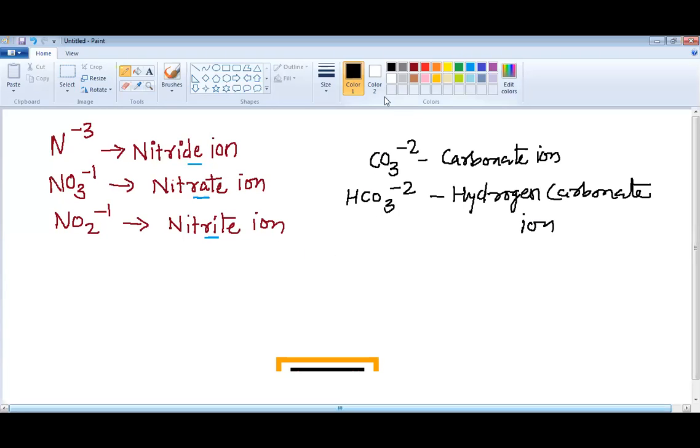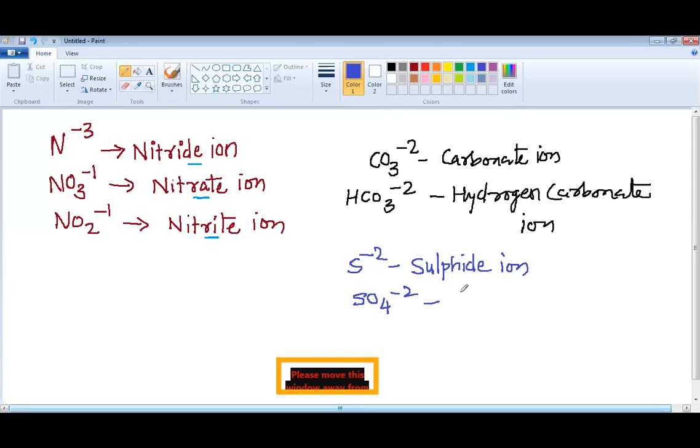In the same way, my dear students, we have a few more examples to study. Suppose you have the S minus 2 ion, it is known as the sulfide ion. But if you look at the SO4 minus 2 ion, it is known as sulfate ion. And if you study the SO3 minus 2 ion, it is known as a sulfite ion.